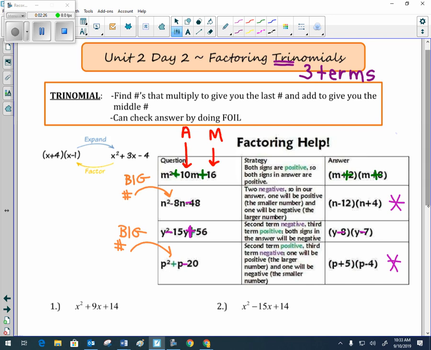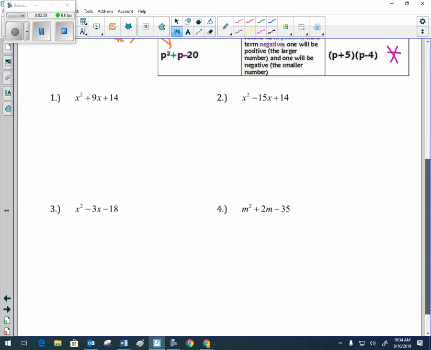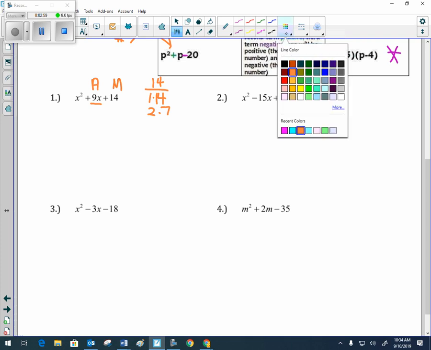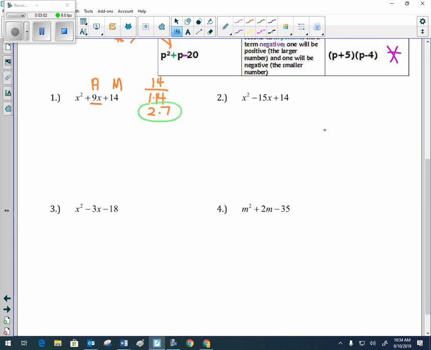So we're going to go ahead and take a look at a couple of examples here. And when we look at these examples, we're going to keep those rules from up above in mind. On question number 1, I am looking for numbers that add to 9 and multiply to 14. And I'm going to list those numbers out. When I list those numbers that multiply to 14, I know I can use 1 and 14 or 2 and 7. I'm going to pick the ones that also add to the 9 that's right here. So when I go through and do this factoring, I know that I'm going to be using these numbers because they multiply to 14 and add to 9.